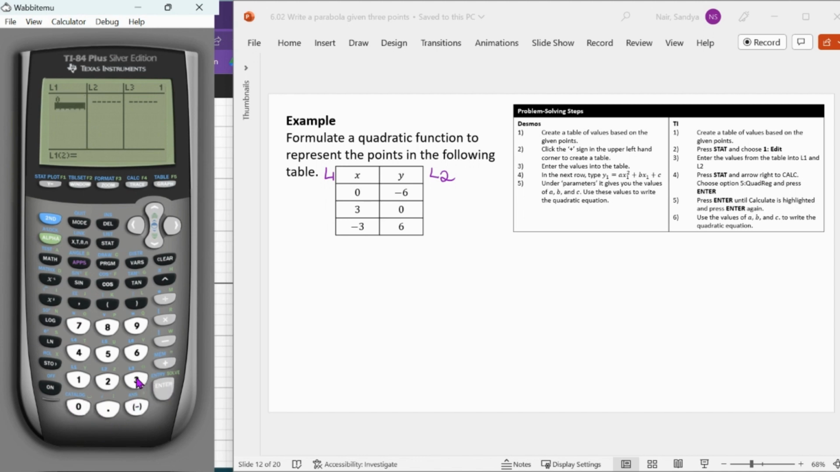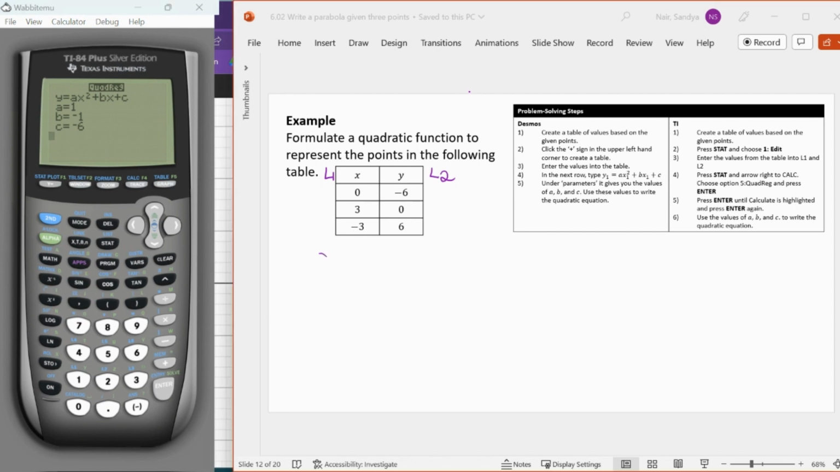So I do L1, so I have 0, 3, -3, and then arrow over to L2, we do -6, 0, and 6. Always remember to double check and make sure that your values are entered correctly. And then we go to Stat, and then arrow to calculate. Okay, in calculate, you need to find quad reg, which is option 5, and then hit enter. Keep hitting enter until calculate is highlighted. Hit enter again, and then it gives you the values of A, B, and C.